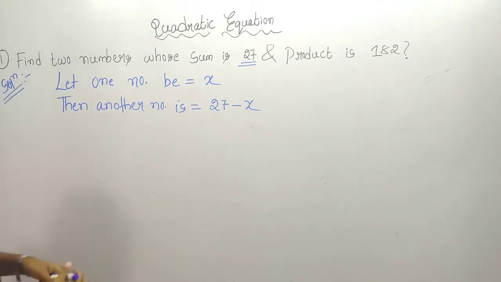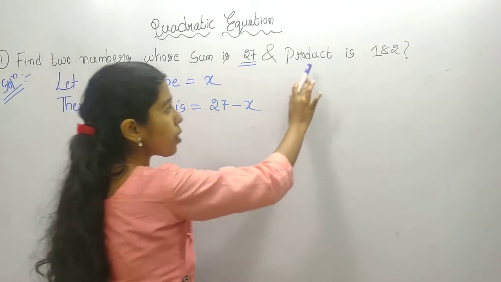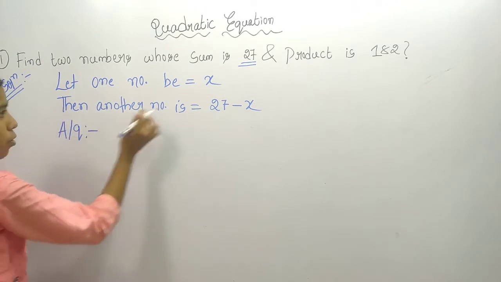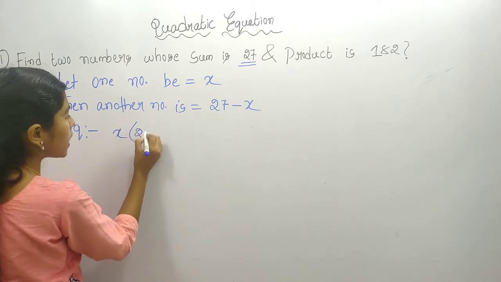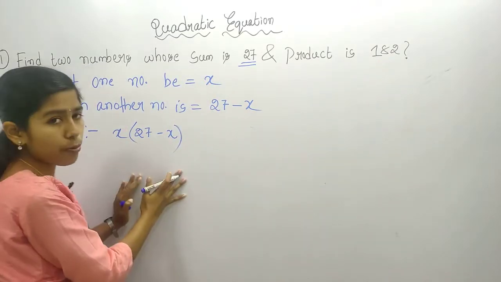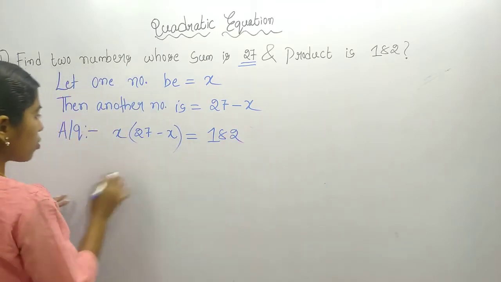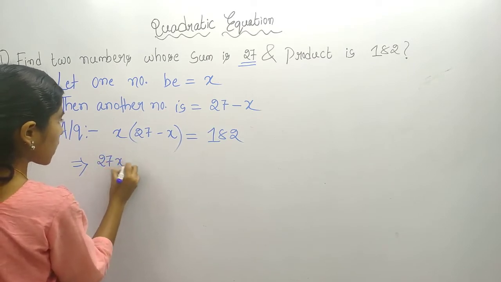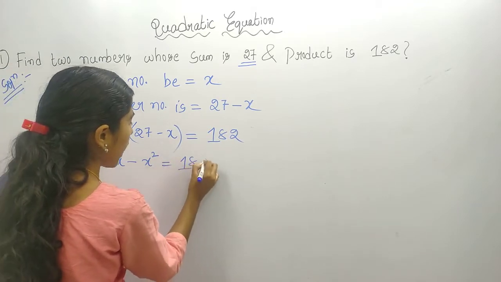Next, what is given? The product is 182. These two numbers are there, and their product is 182. So according to the question, one number is x, and the product means multiplication with the other number, 27 minus x, equals 182. So x into 27 minus x equals 182. Let's solve this one. That implies 27x minus x into x, which is x square, equals 182.